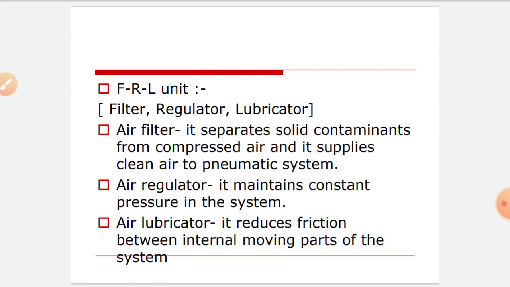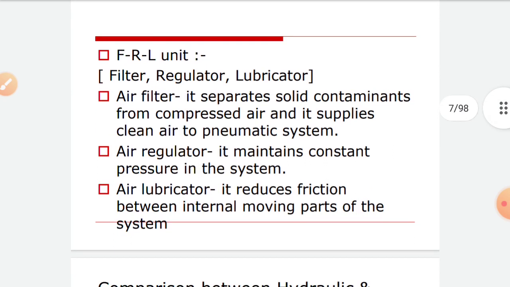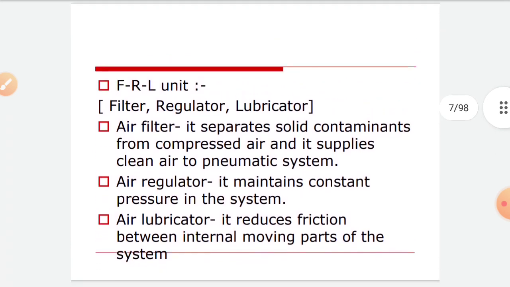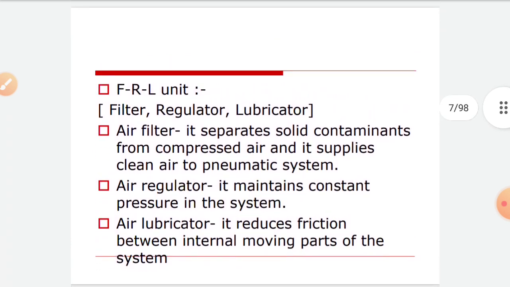Next is the air filter. Air filter separates solid contaminants from compressed air and supplies clean air to the pneumatic system. Next one is the air regulator. It maintains constant pressure in the system. Air lubricator reduces the friction between internal moving parts of the system. Okay, so those are the basic components of a pneumatic system we discuss here.